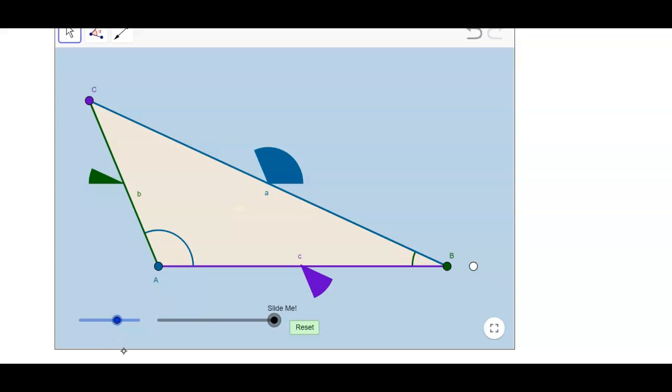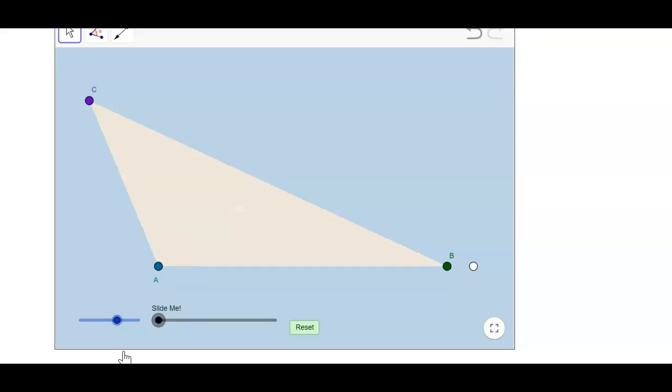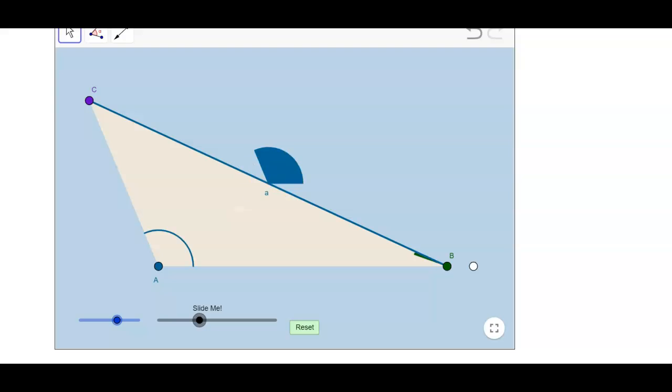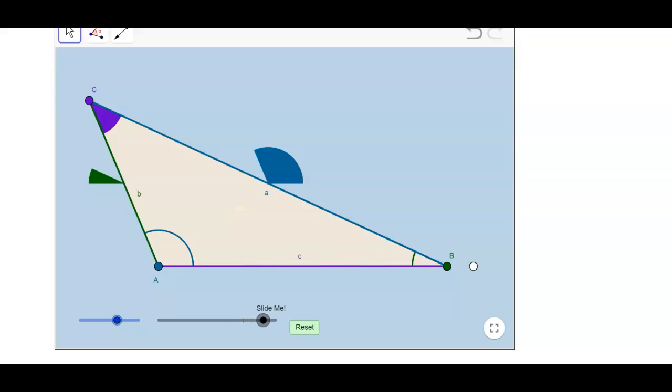So I want to make sure we're clear. Across from angle A is little a, across from angle B is little b in green, and across from angle C, the purple angle, is side c in purple. So it's just some vocabulary. I'm going to repeat that real quick. Across from angle A is side a, across from angle B is side b, and across from angle C is side c. So that's some vocabulary.